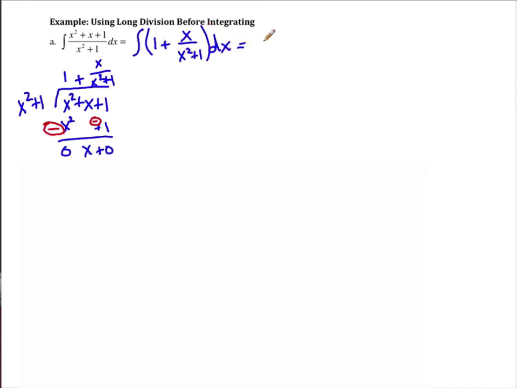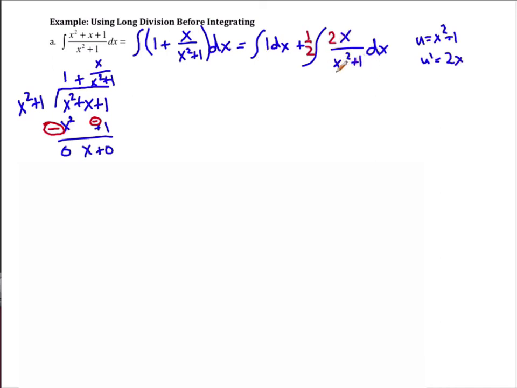Okay, and let's separate these into two integrals here. So the integral of 1 dx plus the integral of x over x squared plus 1 dx. And now if you look here, we can let u equal x squared plus 1, and u prime would be 2x. So we have u prime over u if we had a 2 here and a 1/2 here.